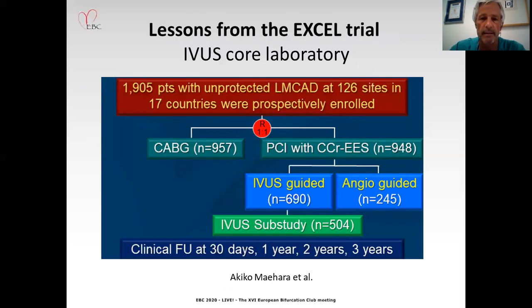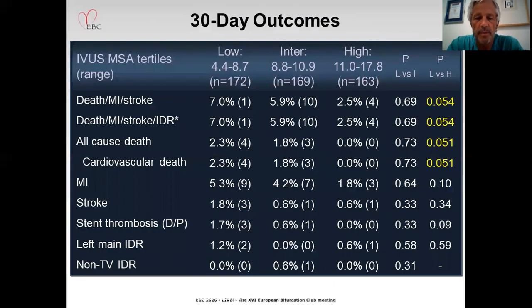The EXCEL trial, a large trial comparing PCI and CABG, included in the PCI arm a high proportion, 70% of patients undergoing the procedure with IVUS guidance. Among these, 504 patients have analysis in the core lab. These patients were accordingly classified based on the minimum stent area.